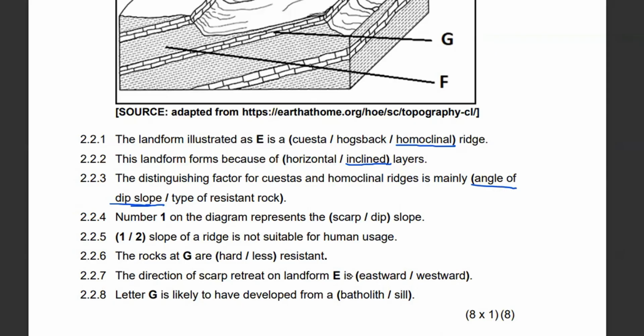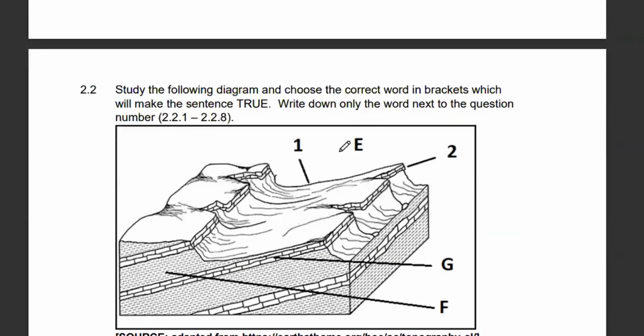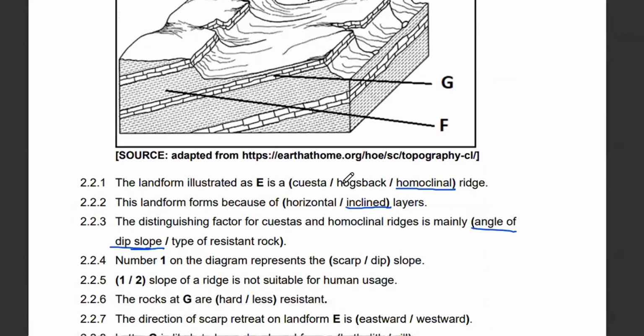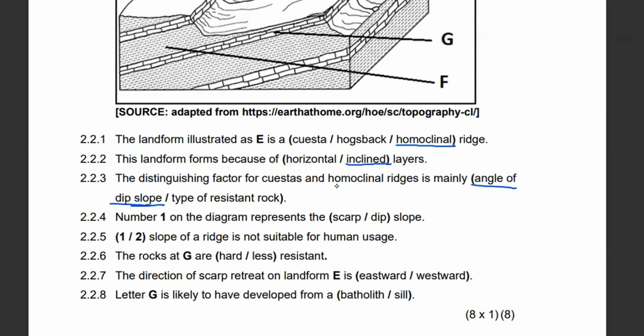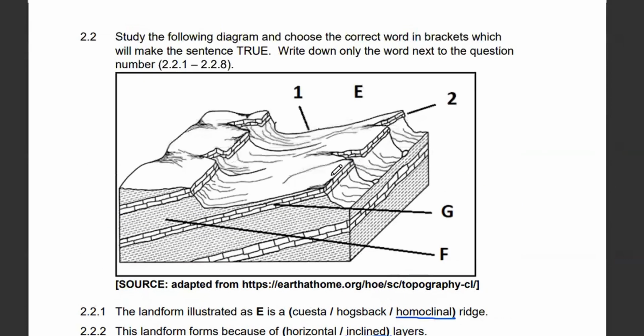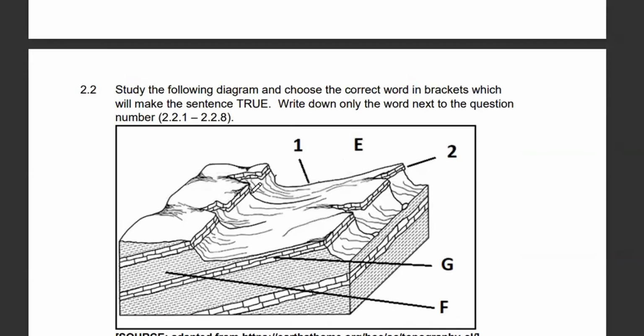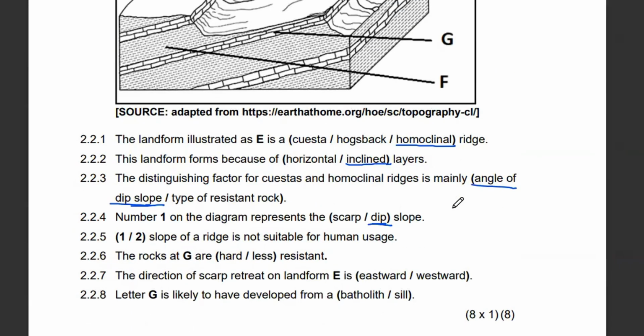Right, the number 1 on the diagram represents, if you check number 1, this side which is gently sloping, a dip slope. Then 1 or 2, which slope of a ridge is not suitable for human usage? 1 is gently sloping, 2 is very steep sloping. We cannot have human activities or human usage on 2.